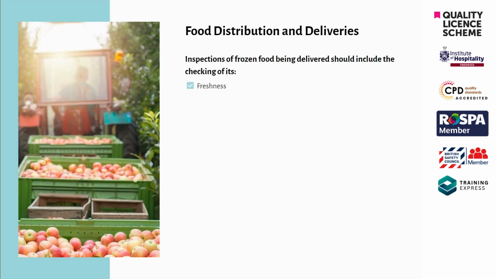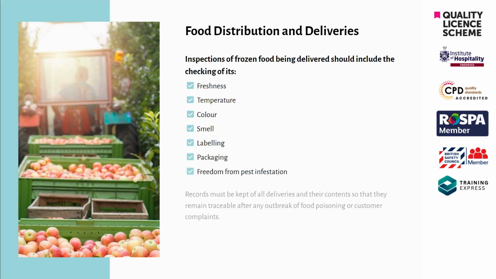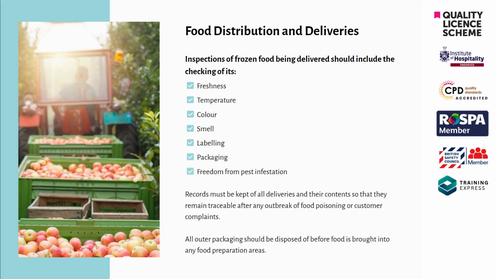Inspections of frozen food being delivered should include the checking of its freshness, temperature, color, smell, labeling, packaging, and freedom from pest infestation. Records must be kept of all deliveries and their contents so that they remain traceable after any outbreak of food poisoning or customer complaints. All outer packaging should be disposed of before food is brought into any food preparation areas.